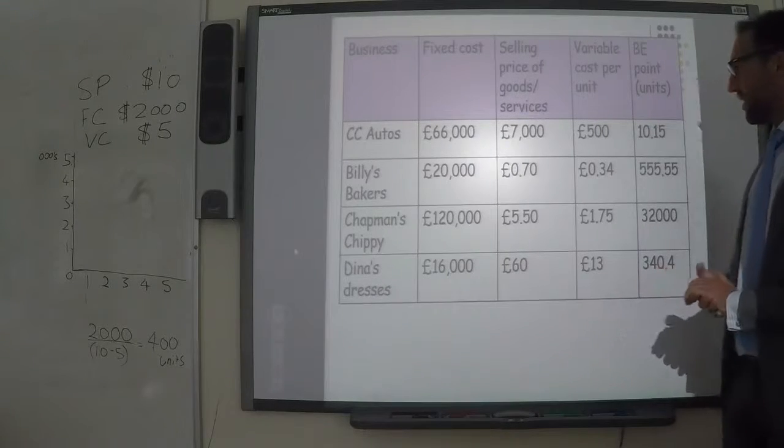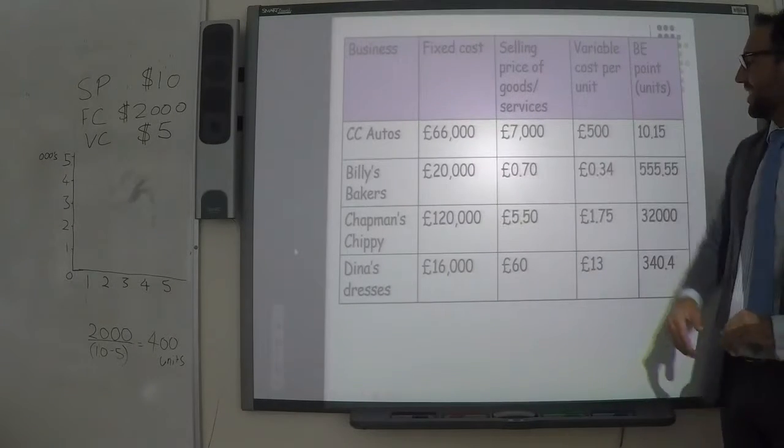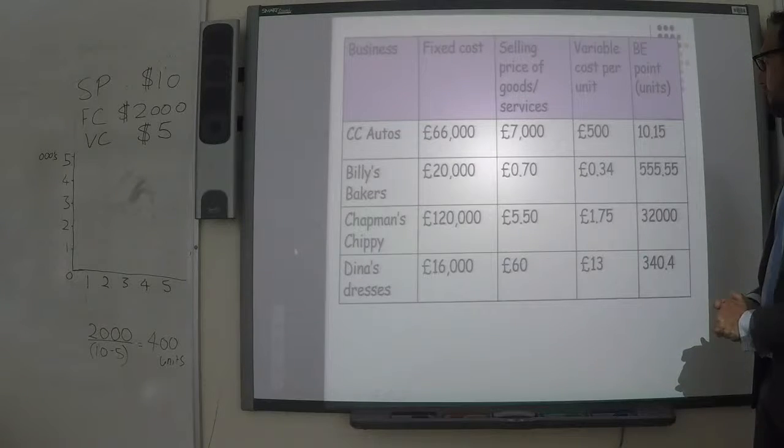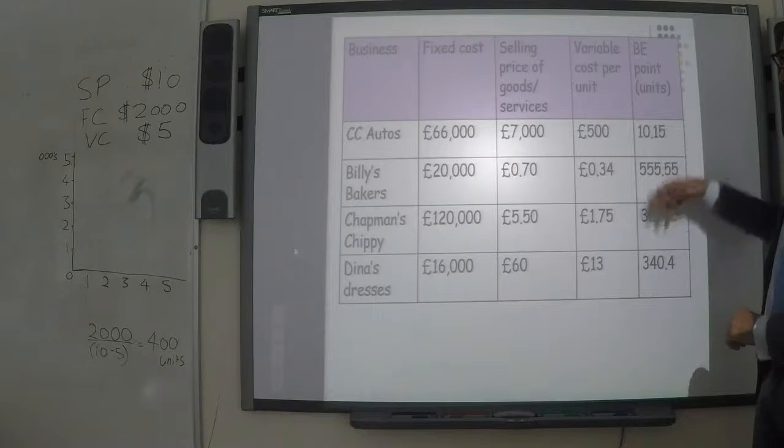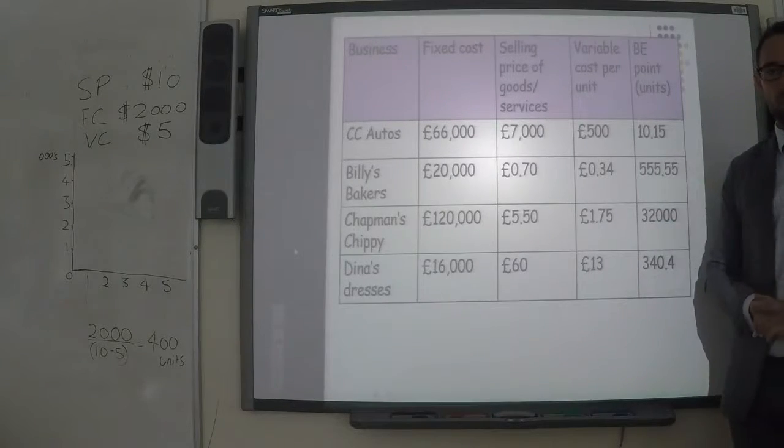Okay, so just a few examples on the board here. If fixed costs are 66,000, okay, we've got the selling price on here and the variable cost, and that gives us a break-even point of 10.15. Okay.